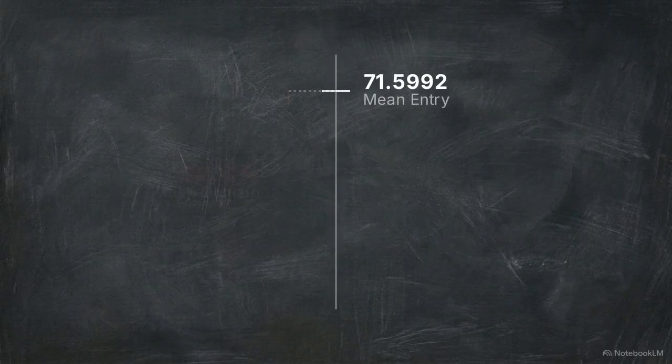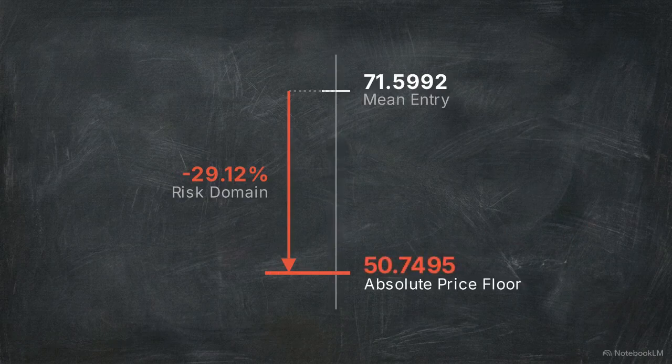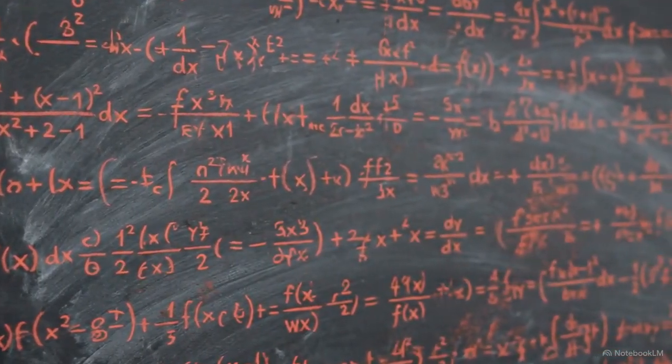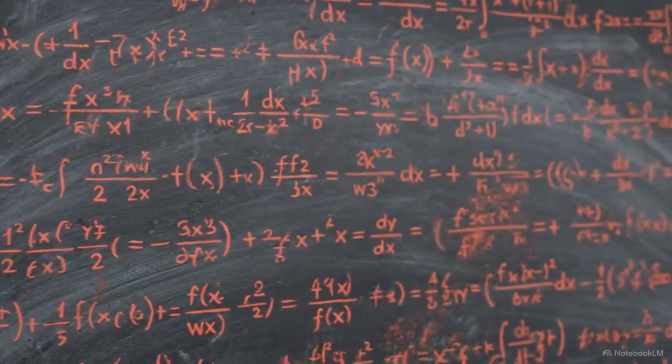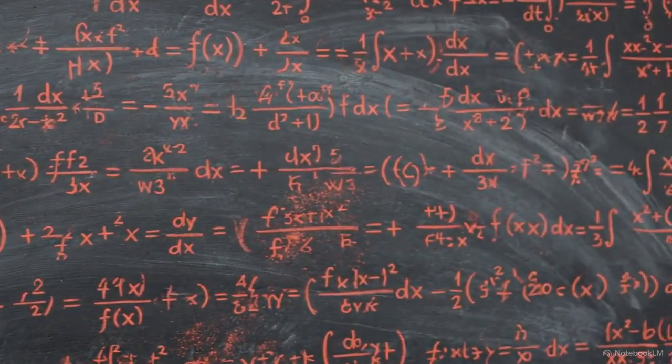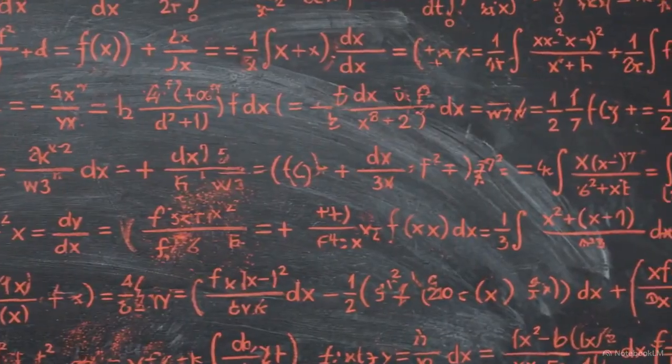Subtracting the 29.12% risk domain from our 71.5992 mean entry sets an absolute price floor of 50.7495. This sequence of formulas mathematically protects the model. It establishes an inflexible, hard-coded risk ceiling before a single fractional position is sized.